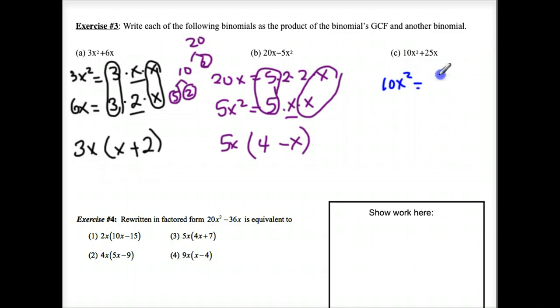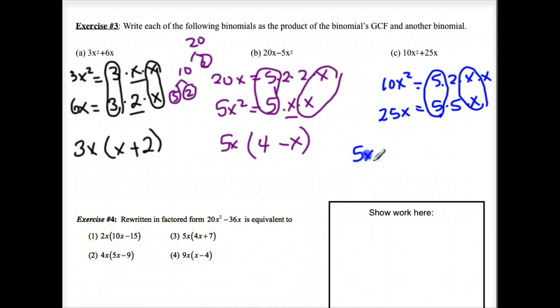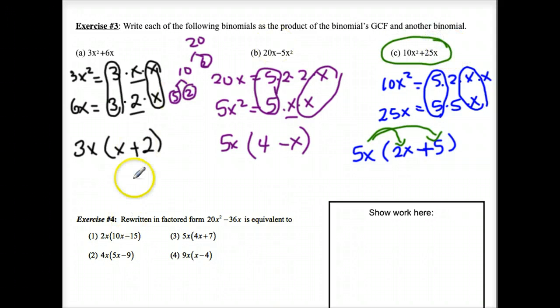10x squared is 5 times 2 times x times x. 25x is 5 times 5 times x. I see an x in common, I see a 5 in common. So again, 5x is in common, 2x is left over, plus 5. And remember, the key thing is if I distribute these back over, if I was to distribute the 5x to the 2x and the 5x to the 5, would I get back what I started with, okay? That's your key way of checking, are you correct?